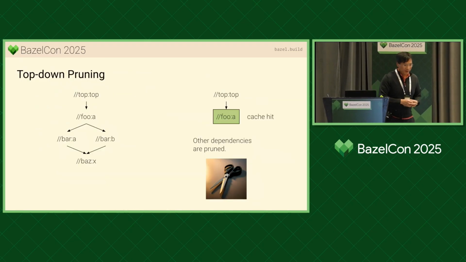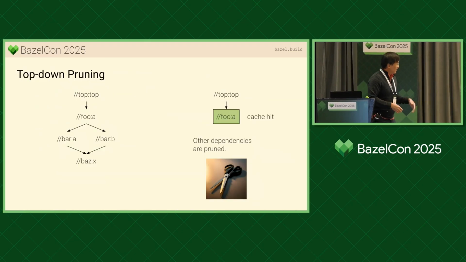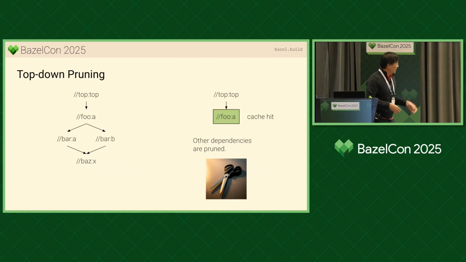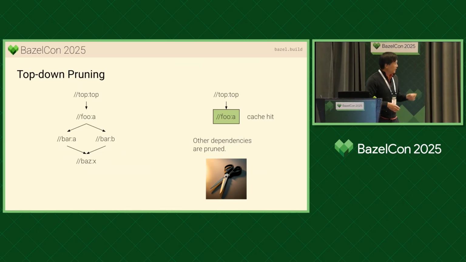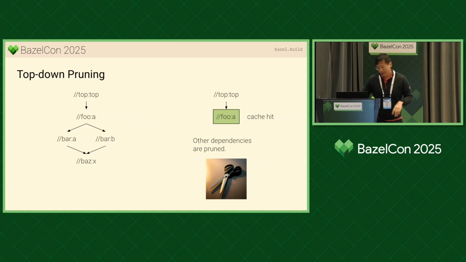So top-down pruning is basically, this is a very, very abstract Skyframe graph. When you get a cache hit from Skycache, you don't have to pull anything from underneath, right? Because the top-level Sky function doesn't directly depend on those transitive dependencies. It doesn't need to look at those Sky values. So when you get a Skycache hit, you just throw away everything underneath it.